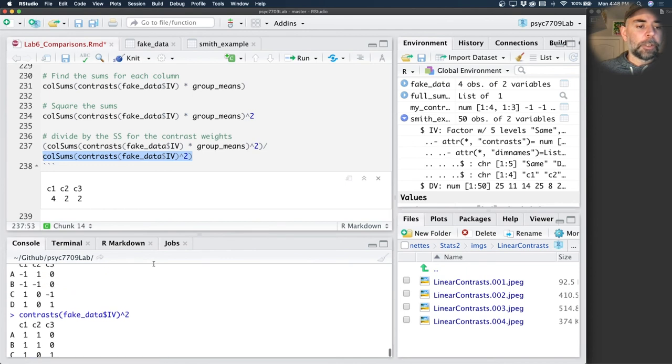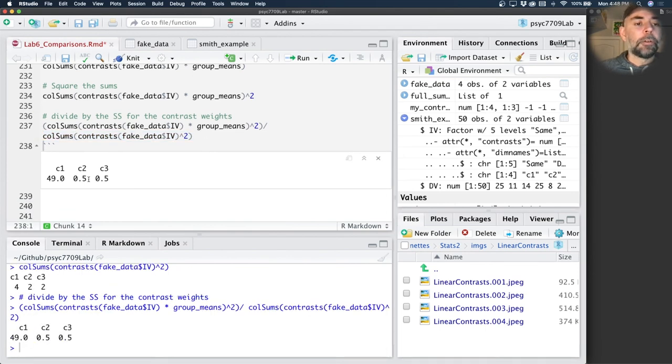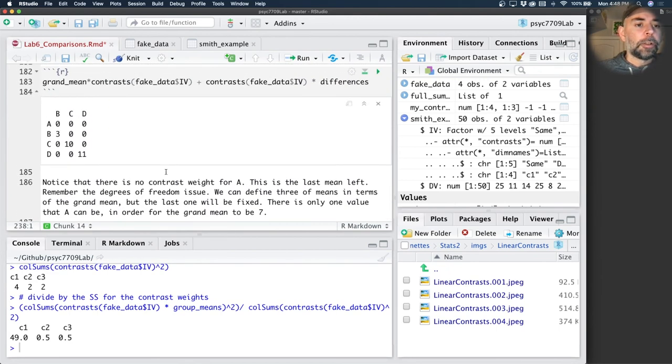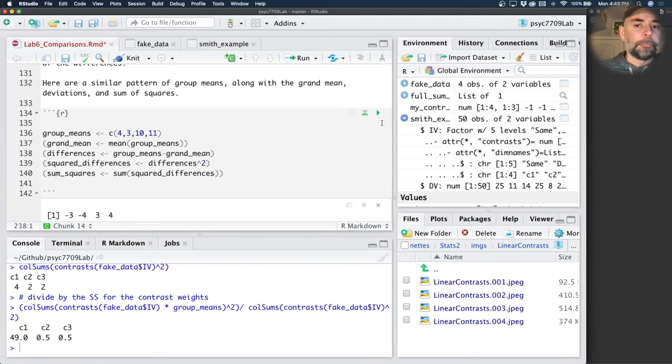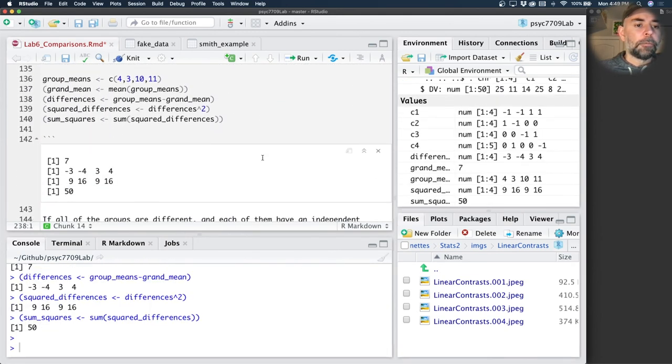So basically what I want to do is go back up here and divide 196 by 4, 1 by 2, and 1 by 2. And that's what this line does right here. Notice that if I add all of these things up, we get to 50. And if we go right back to the top of this example, you will see that the sum of squares that we found here equaled 50. So if I just rerun this and we look back down at all our numbers, we have a 50 here. If we express the sum of the squared deviations between the group means and the grand mean, we get a 50.